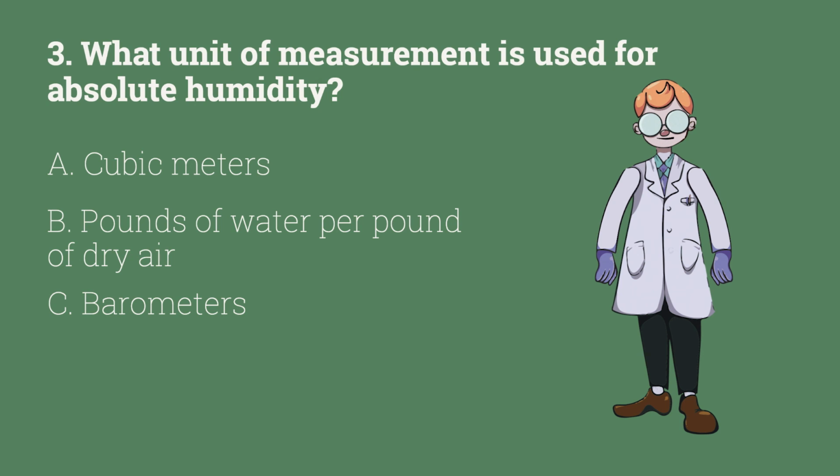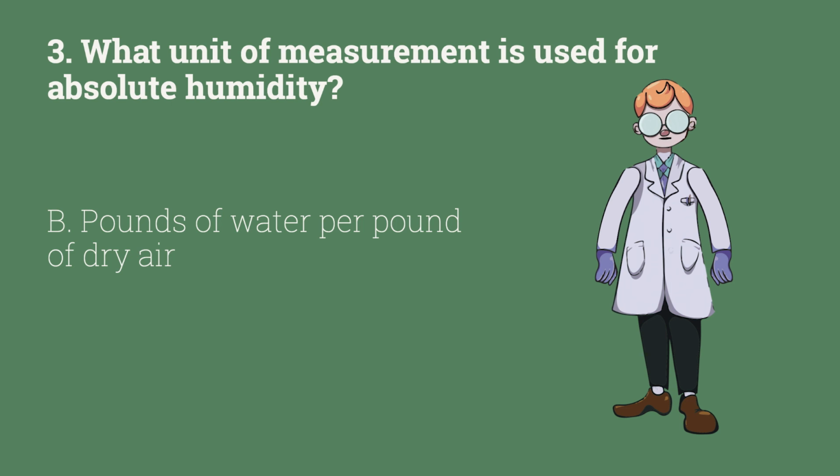Question number 3. What is the measurement of absolute humidity? A. Cubic meter, B. Pounds of water per pound of dry air, or C. Barometer? The answer is B. Pounds of water per pound of dry air.